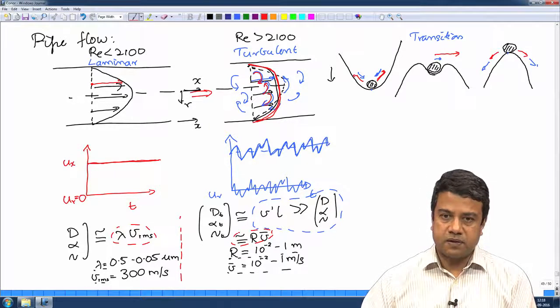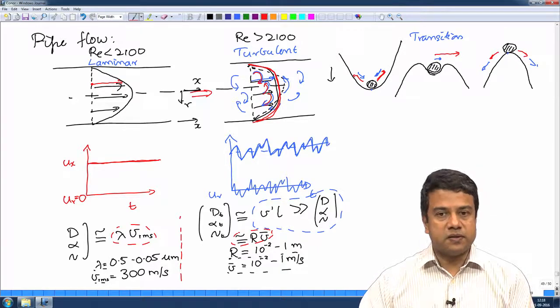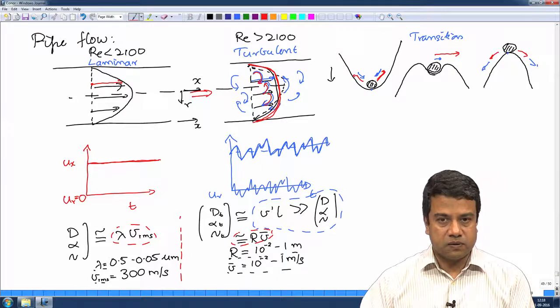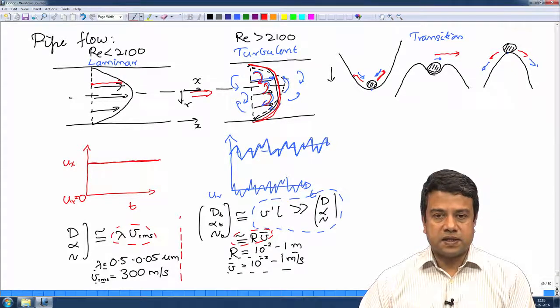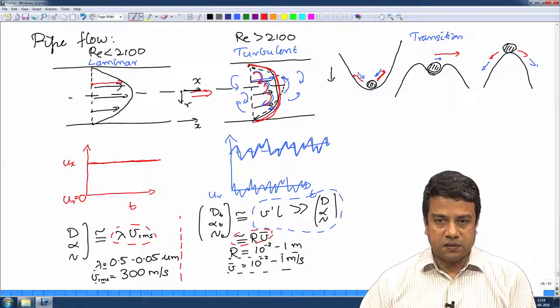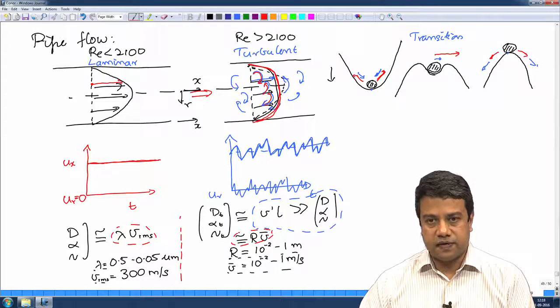The mean velocity has to be 0, but the velocity fluctuations also have to be 0, because the absolute fluid velocity is 0 at the wall from the no slip condition. So, at the wall itself, the velocity of the turbulent eddies has to decrease to 0. The velocity fluctuations have to decrease to 0.